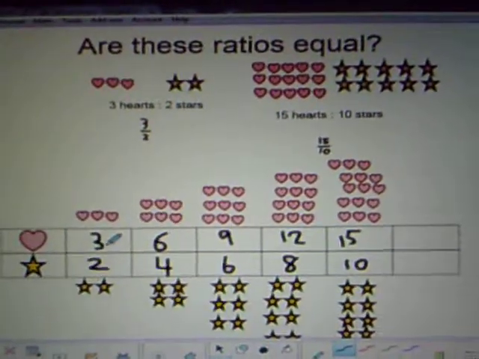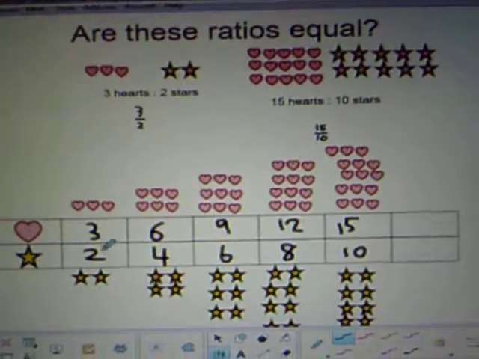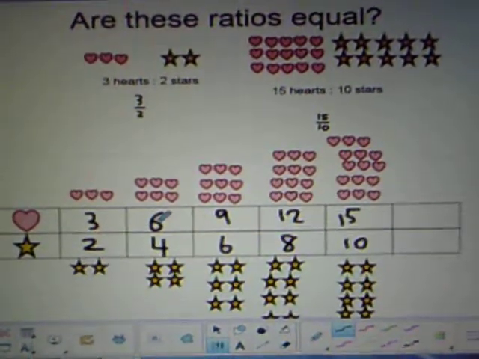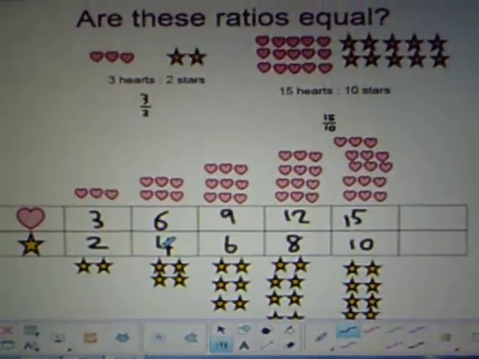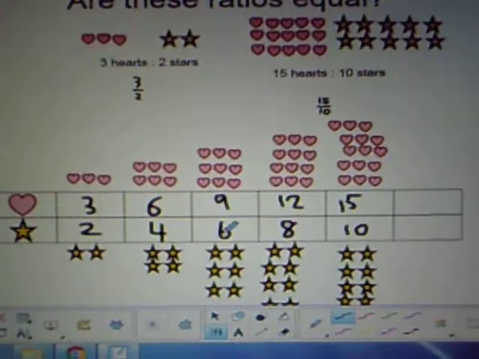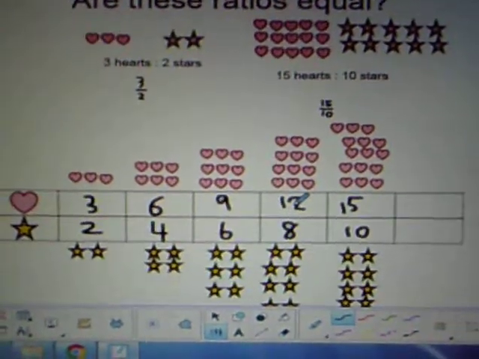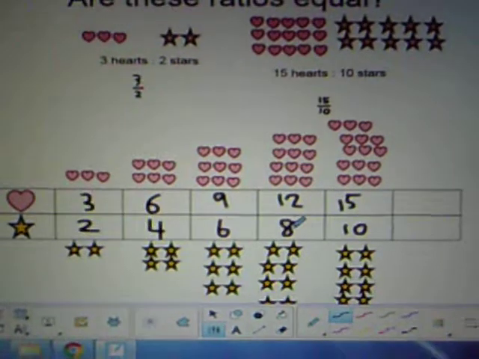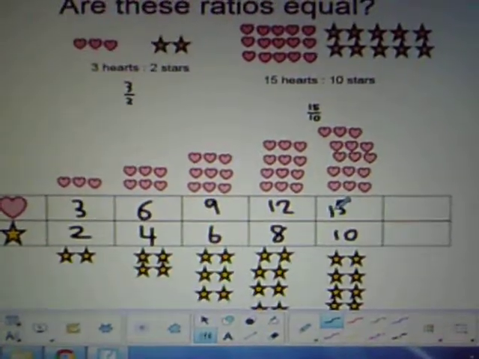All these ratios here are equal to each other. 3 to 2 is equal to the ratio of 6 to 4, which is also equal to the ratio of 9 to 6, which is also equal to the ratio of 12 to 8, which is also equal to the ratio of 15 to 10.